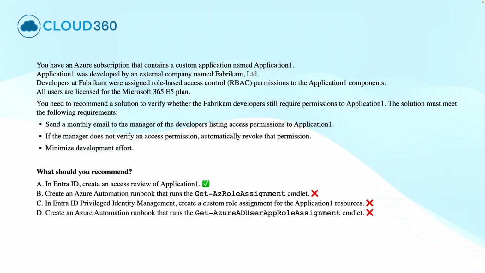In Entra ID privileged identity management, create a custom role assignment for the application 1 resources? No, because that is the feature that provides time-bound access, but not the access review to ensure that only the legitimate people have the access. Option D is also incorrect because creating an Azure automation runbook with the Get-AzureADUserAppRoleAssignment cmdlet will not work in this case.